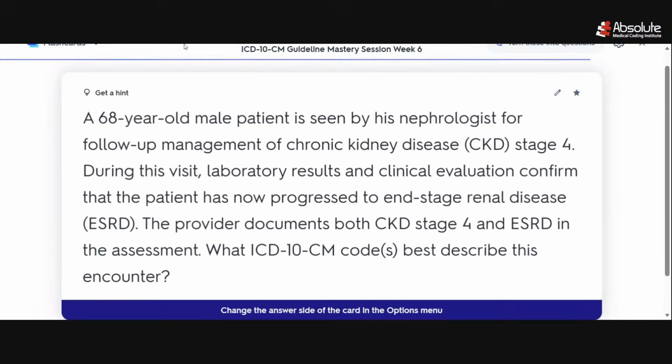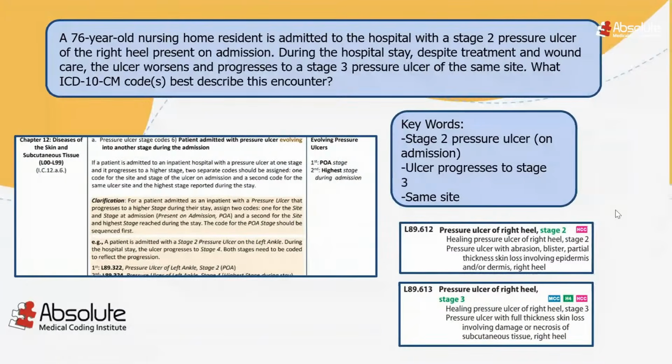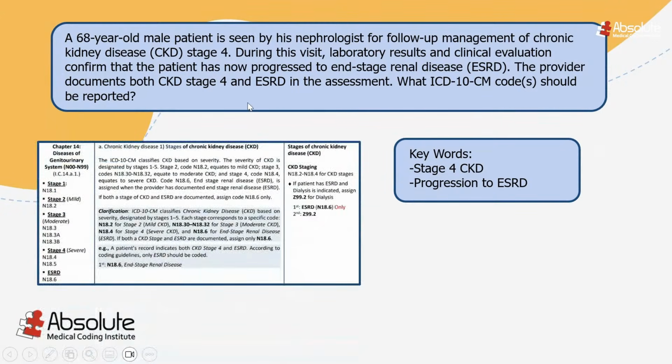Alrighty, I will stop sharing my screen so we can move right over to our PowerPoint. Seeing some great answers so far. Okay, so here is going to be our scenario. Again, we are taking out that stage 4 chronic kidney disease and the progression to ESRD or end-stage renal disease. This is going to be the guideline we're going to be using, the stages of chronic kidney disease.